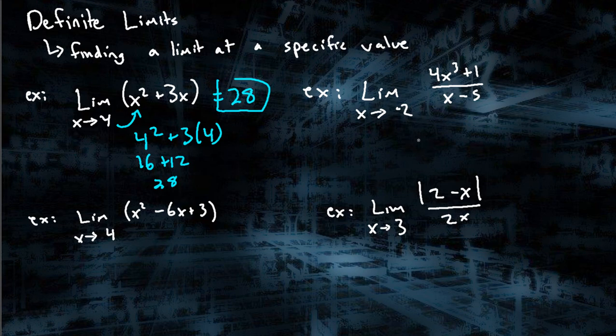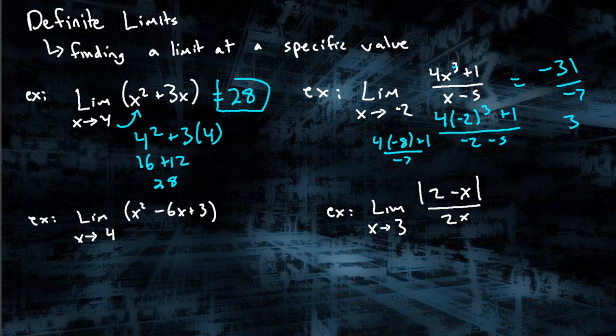What if x approaches -2? Now, it may not be clear here, but that is a 3 right there. So I would put in a -2 here, 4 times -2 to the third, plus 1, all over -2 minus 5. Now, we want to be careful. You need to know the order of operations. Exponent first. Do not do 4 times -2. Exponent first. So -2 cubed is -8. So I have 4 times -8 plus 1 all over -7. So that's -32 plus 1, which is -31 all over -7. So 31 over 7 is our limit.